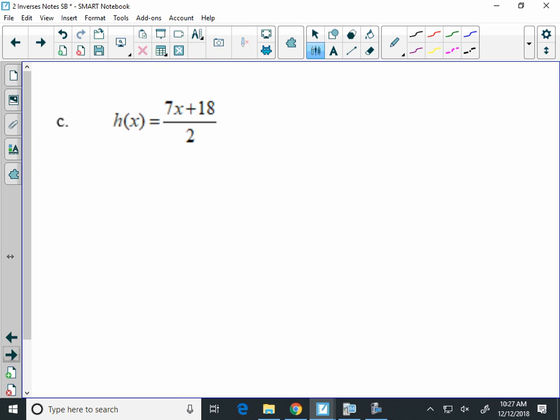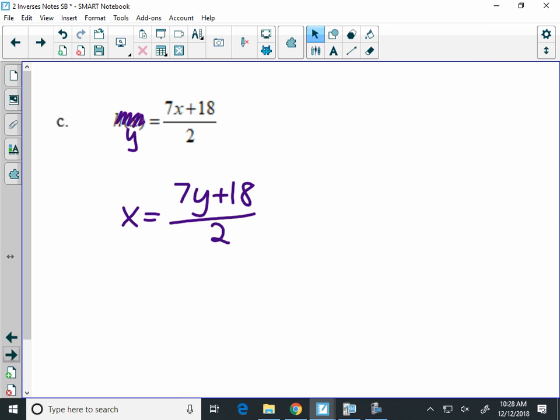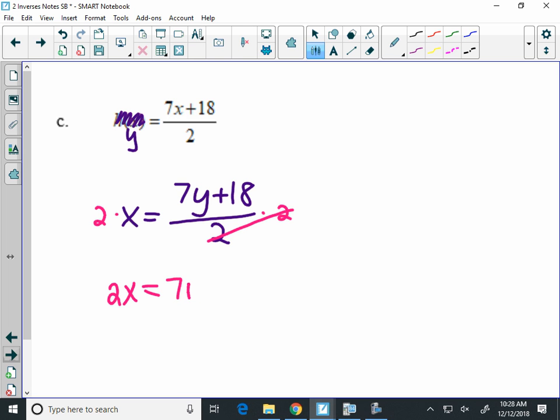All right, last one, h of x. Again, that's the same as y equals. To find the inverse, you switch x and y to start. So x equals 7y plus 18 over 2. Now with this one, I need to clear the denominator. So I need to multiply both sides by 2. 2 times x gives me 2x equals 7y plus 18.